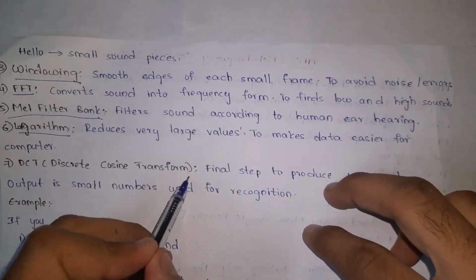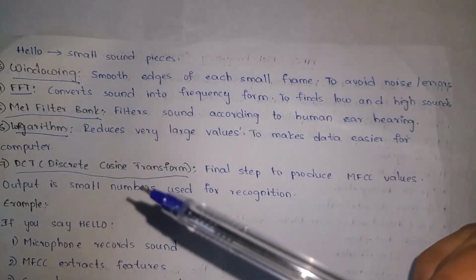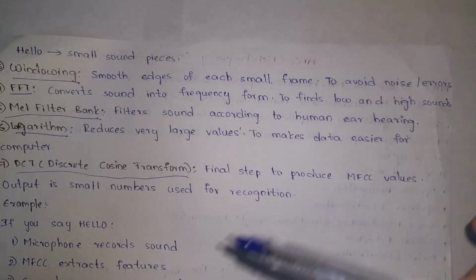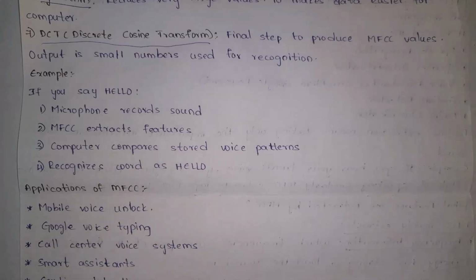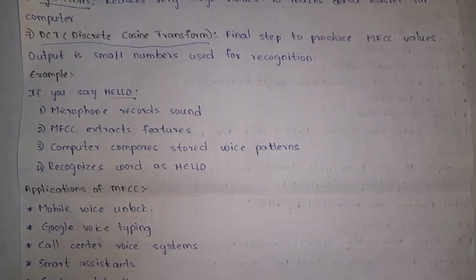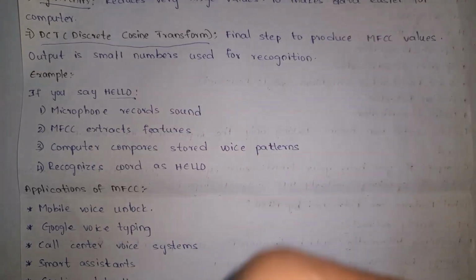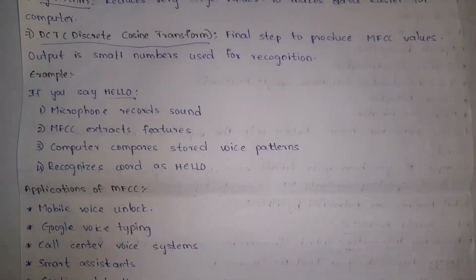And at last, system will apply discrete cosine transform. Here final output is numbers. Based on numbers, system will understand our voice. So they will convert our speech into numbers, where system will understand it. This is example. Whenever I say hello by using microphone, system will get that voice, and system will extract the features from our voice by using MFCC technique. And our system already has some voice patterns, and based on those voice patterns, system will understand voice hello.